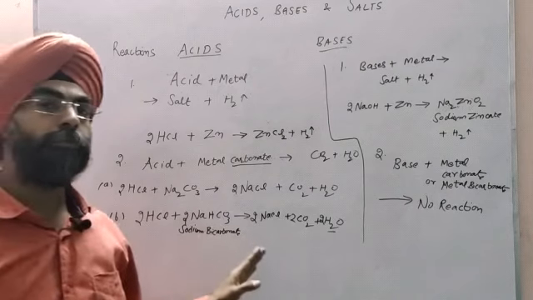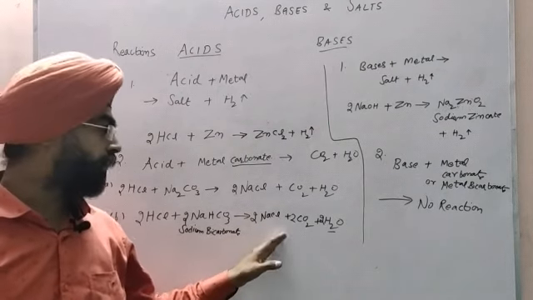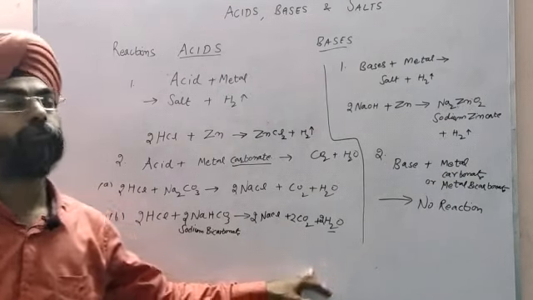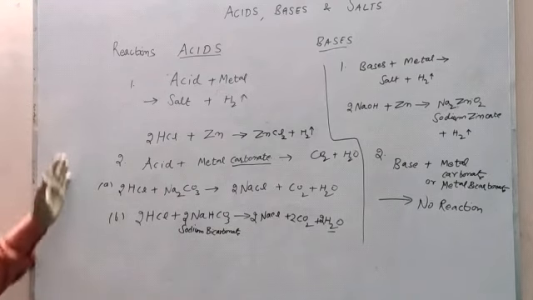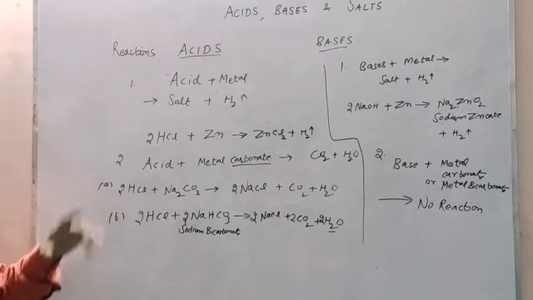Whenever acid reacts with metal bicarbonate, they will form sodium chloride, CO2 and water. Three products are there. So these are the 2 basic reactions of acids and bases.